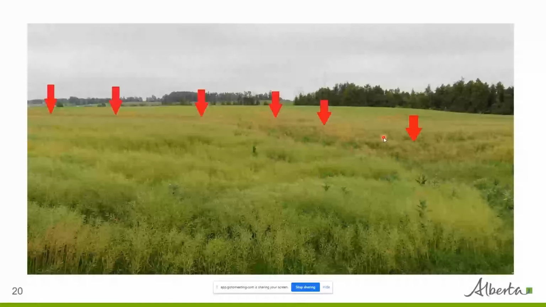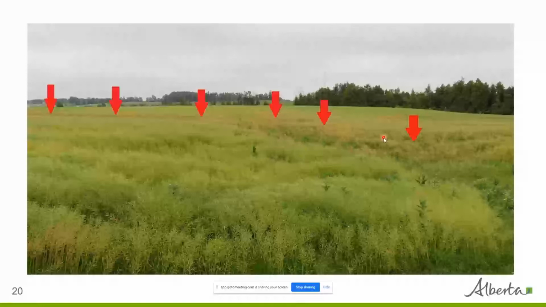Now, it doesn't hurt to just do some random scouting as well, because like I said, the earlier you find it, the better. But for sure, if you see low spots, prematurely ripening plants, areas where you don't see a lot of flowers, or areas where there's a lot of weeds and low crop establishment, for sure you're going to want to check the roots of the plants in these areas to see if clubroot is present.